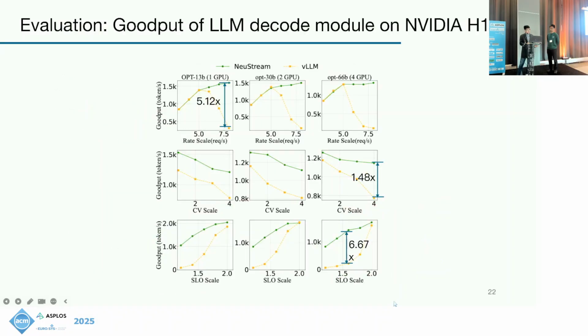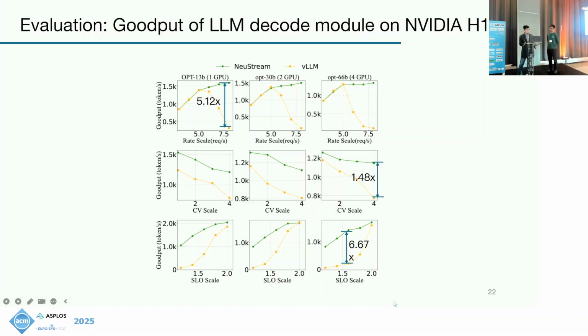This figure shows the result of serving LLMs on an NVIDIA H100 GPU. The first row shows that as the request load increases, vLLM output starts to decrease significantly because of decode resource starvation and prefill congestion. In contrast, NeuStream is SLO-aware and balances the resource provision across the modules. For OPT-13B, NeuStream outperforms vLLM by 5.1 times at 8 requests per second.